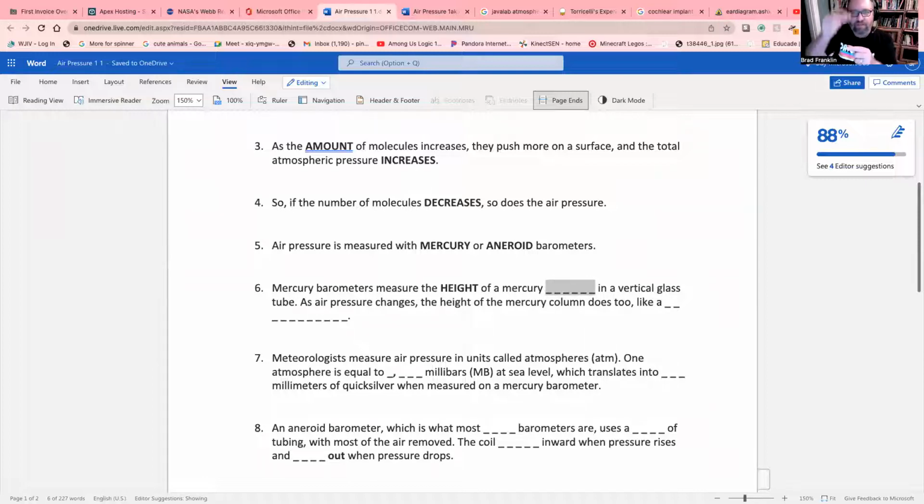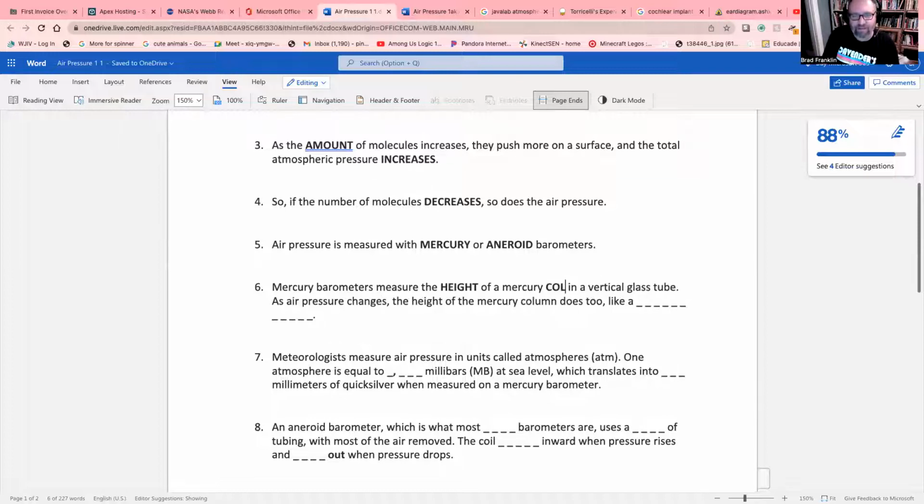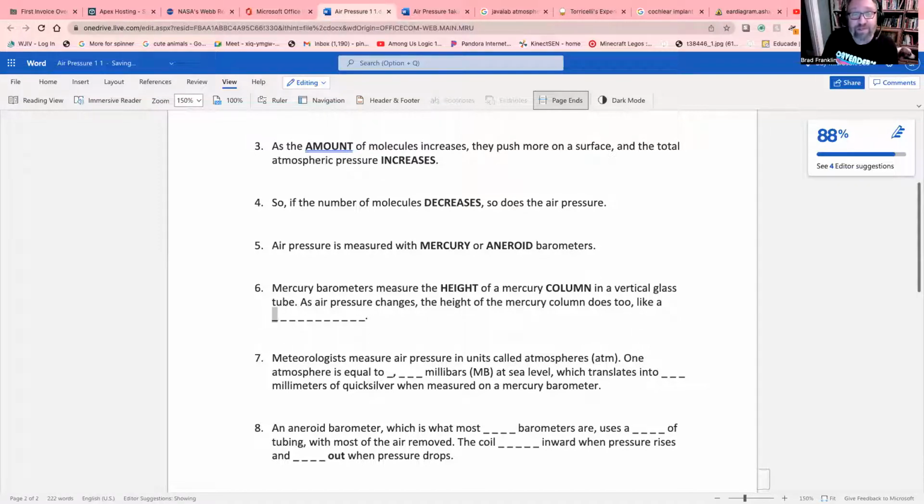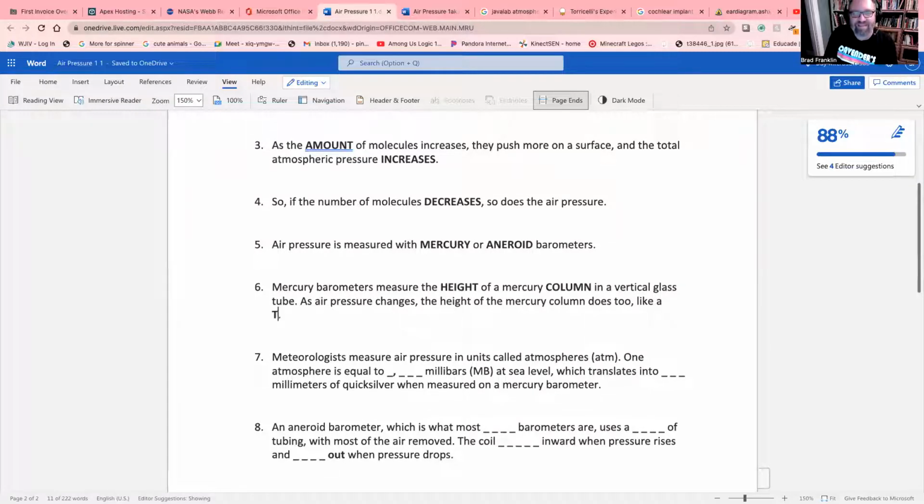Just like basalt is formed in a column, right? Vertical glass tube. As air pressure changes, the height of the mercury column does too, just like the thing you measure temperature with. What do you measure temperature with? Thermometer, right? Thermometer.